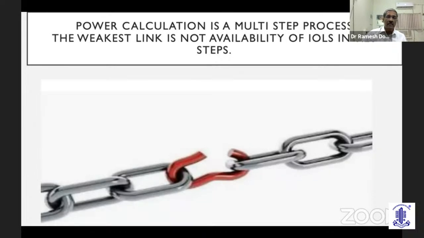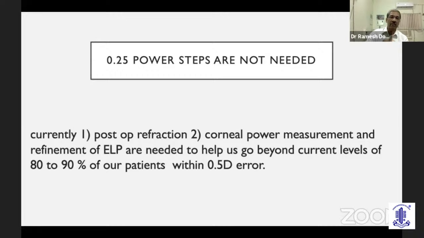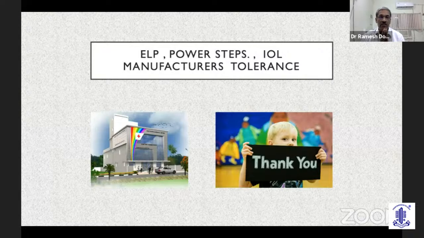So power calculation is a multi-step process. The weakest link currently is not measurement of the corneal thickness, the anterior chamber depth, the lens thickness, or the axial length. We are able to get very accurate measurements of these. The weakest step is estimating the ELP as well as measuring the true corneal power in the visual axis and not on the corneal vertex. So I think these have to be taken care of before we start using lenses in 0.25 power steps. So in brief, I have covered the ELP, power steps, and IOL manufactured tolerances.